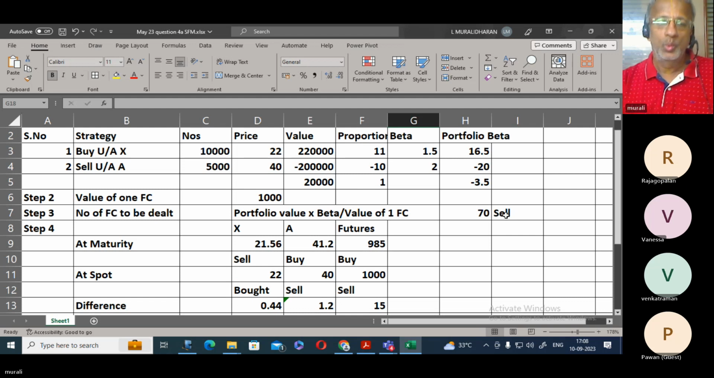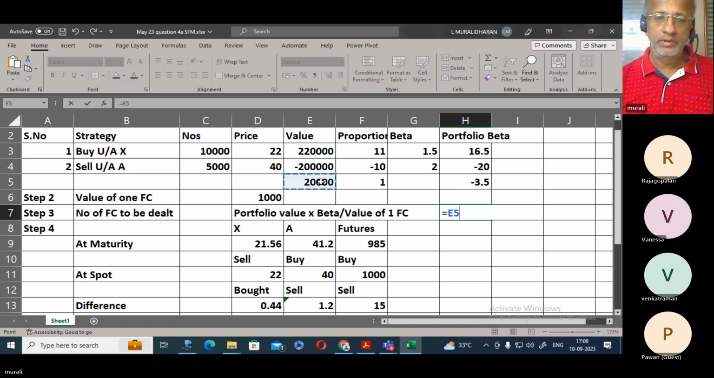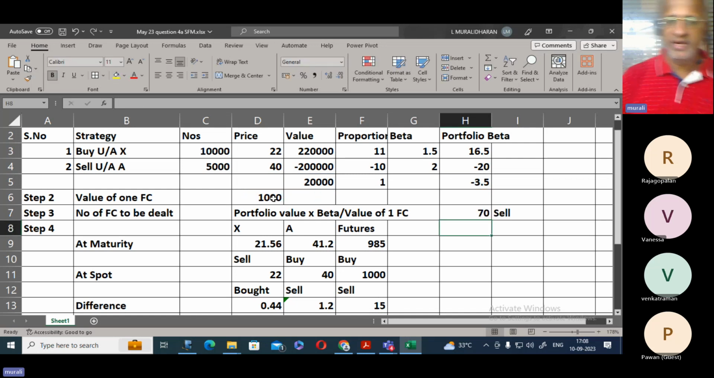But we had a negative, no? Multiplied with the beta factor, it will come back 3.5. Beta cannot be negative, only the value. Beta can be negative. Okay, beta cannot be in the negative. So 3.5, correct? 20,000 into minus 3.5 divided by 1,000, correct? 70.